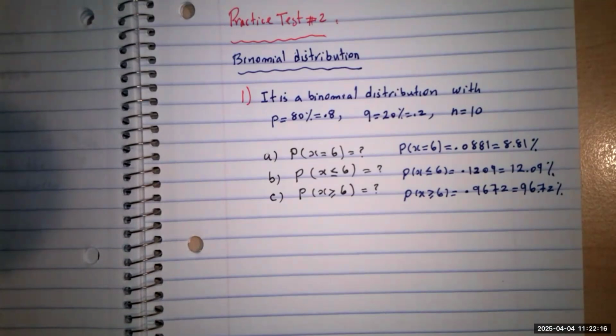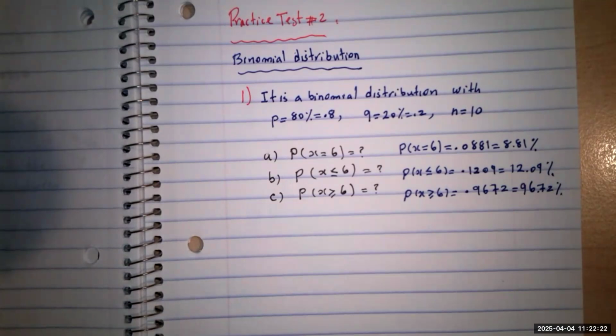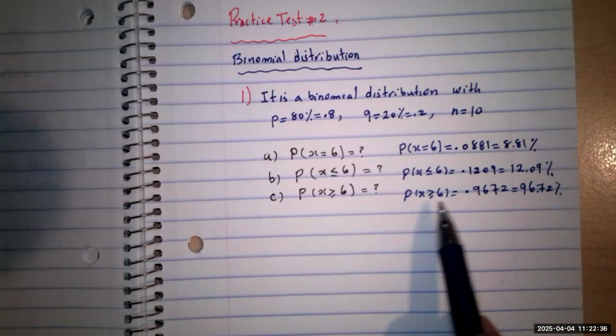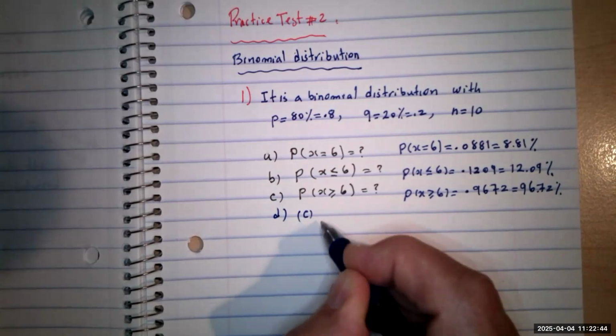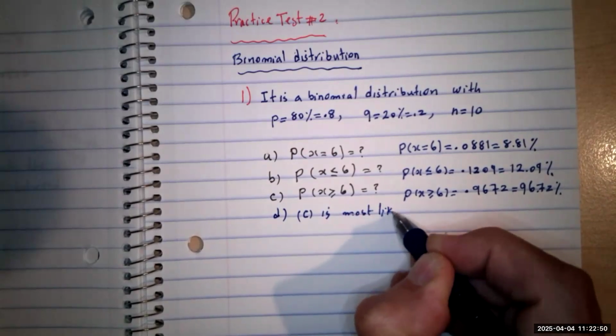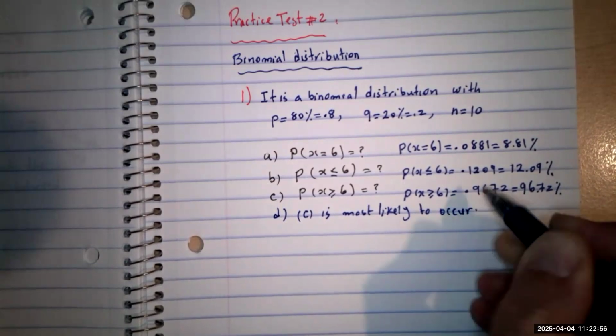Okay, so that's it. In part D, they ask you which of these events is more likely to occur. As you can see, you just check the probability. The probability of the last one is larger than the other one. So there is more chance that you get part C, because the probability is 97%. So in part D, you explain that C is most likely to occur. And then you're done.